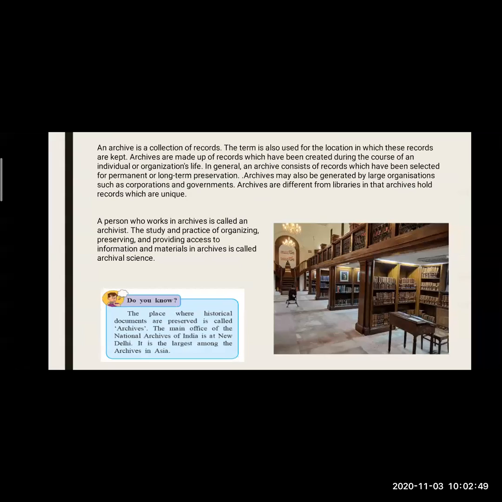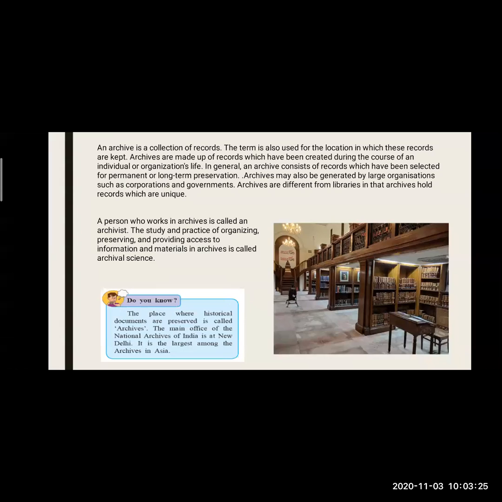Then the next, archives. Okay, now what are archives? Archives are basically a collection of records. You can say the collection of historical documents. Okay, historical documents, you can say manuscripts, autobiography, the recordings, or diary or other source of information. Now, the term is also used for the location in which these records are kept. Archives are made up of records which have been created during the course of an individual or organization's life.